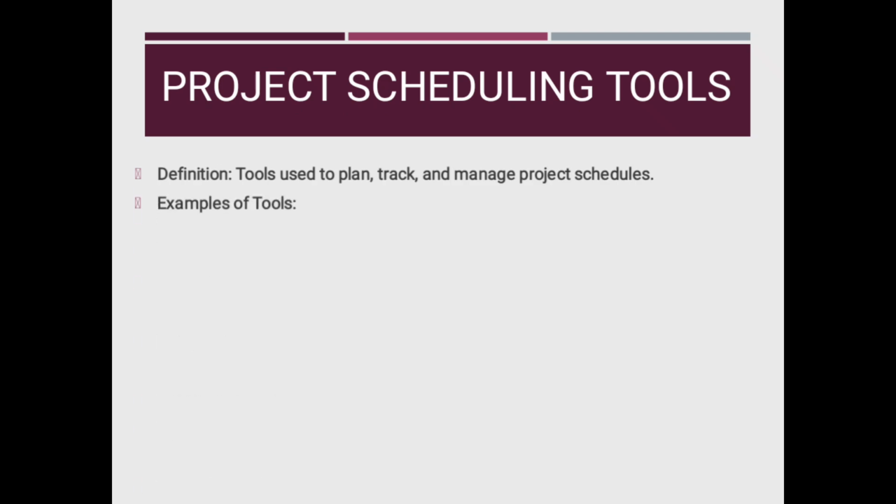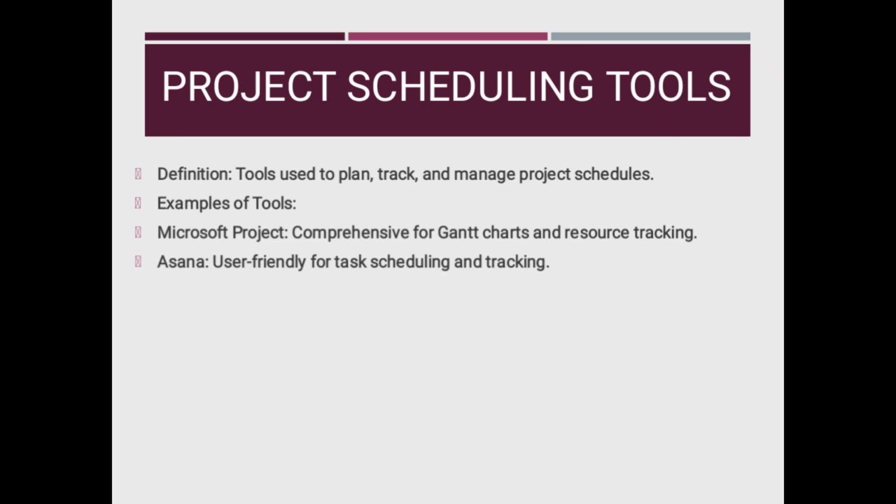Let us talk of project scheduling tools. These are simply softwares which are used in planning, tracking, as well as managing project schedules. Examples of these softwares, we have Microsoft Project. This one is very comprehensive when you want to write a Gantt chart and other tracking tools.